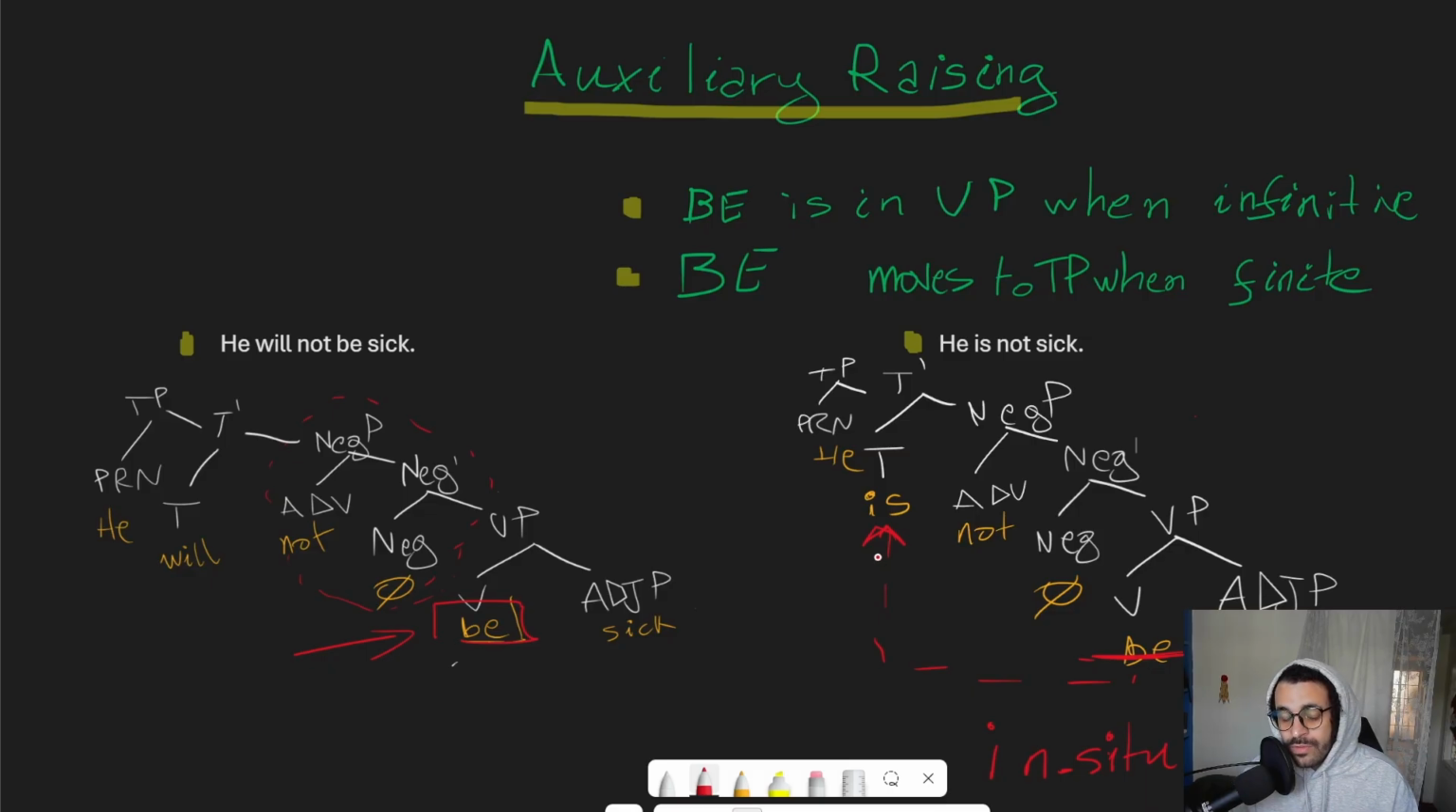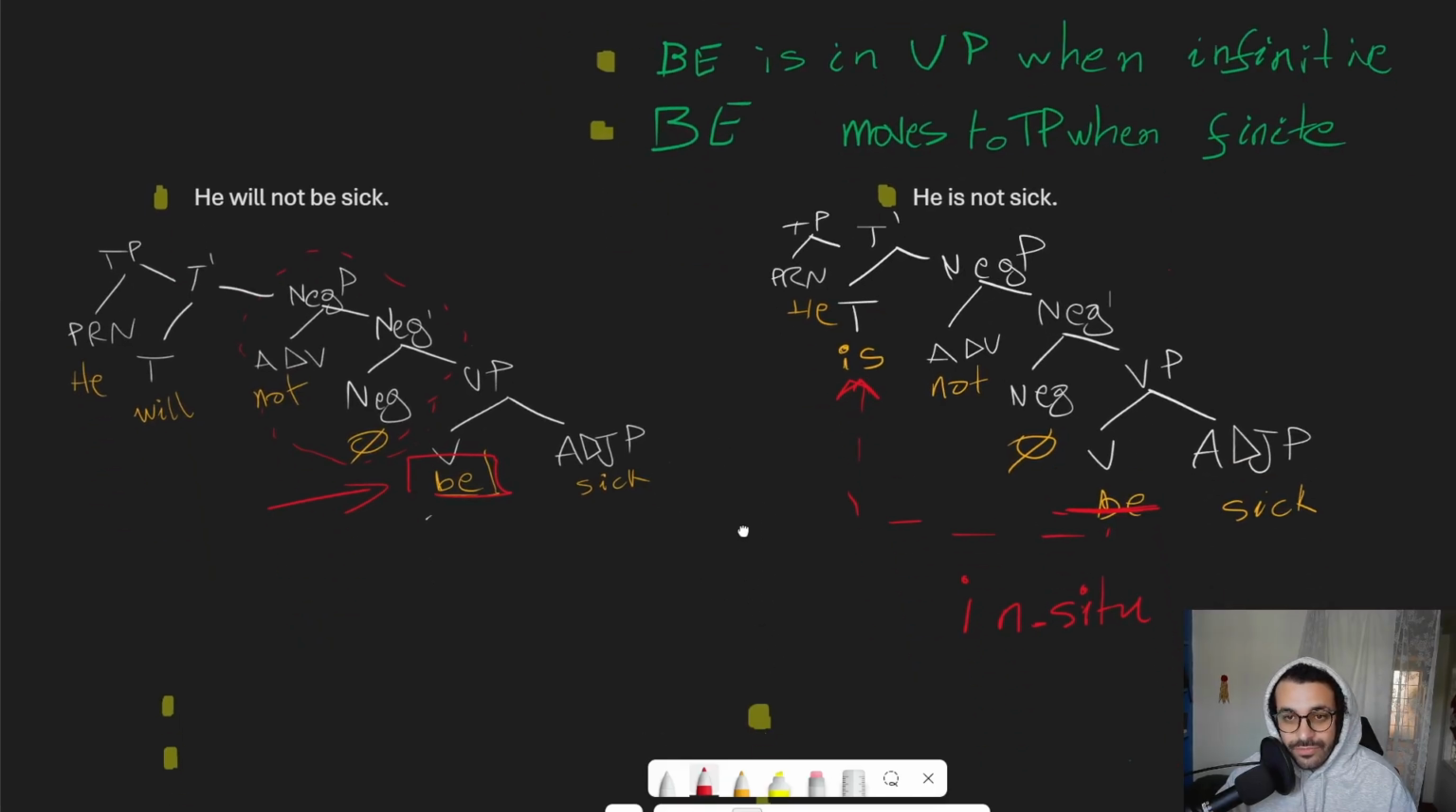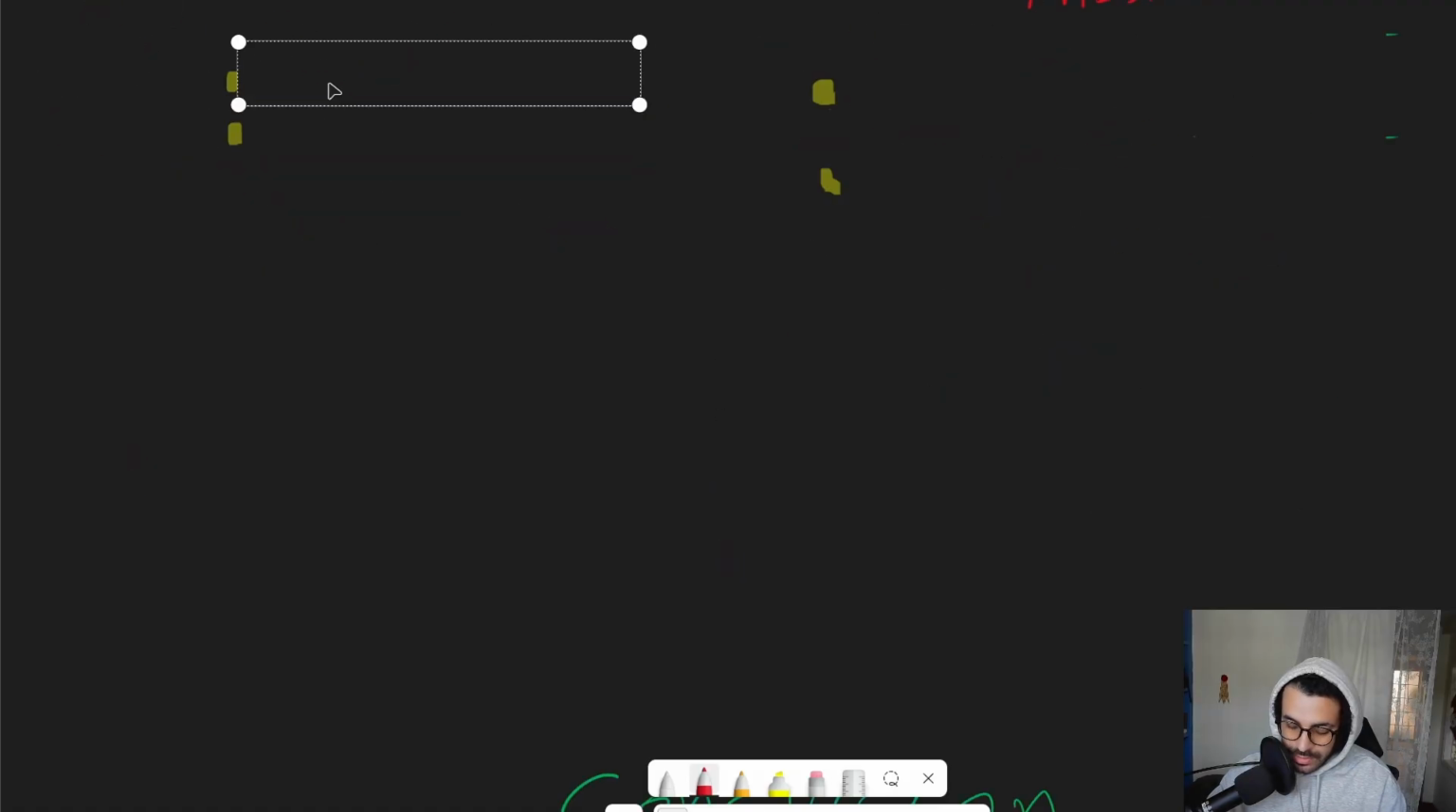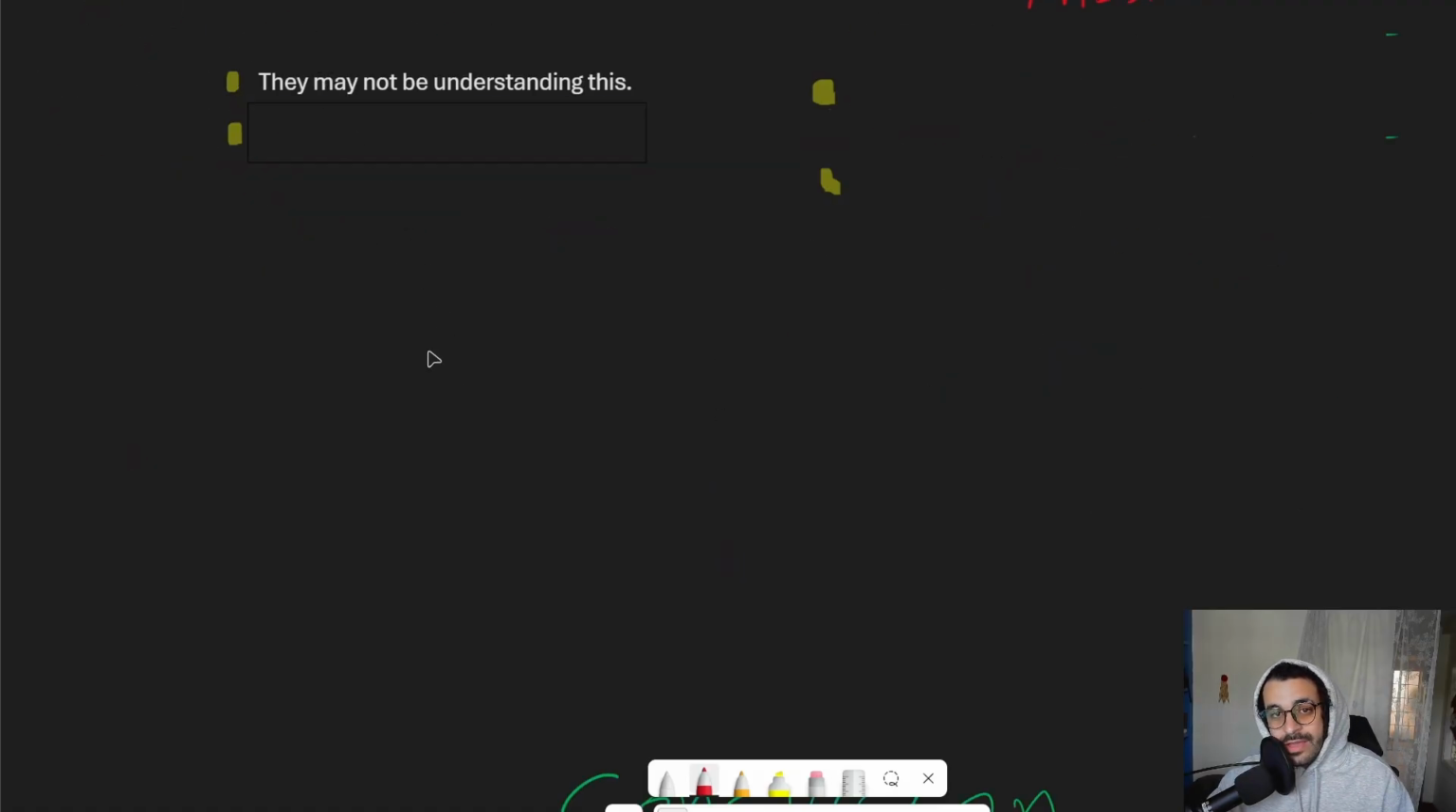There are more things that we will discuss right after this, and it will make things more apparent when it comes to dealing with these kinds of special verbs in the English language. I move on to the second section of what I want to show you today. Okay, so our next example is they may not be understanding this. And of course, we're not talking about you. You do understand what we're talking about.